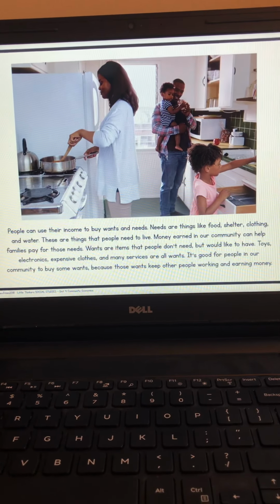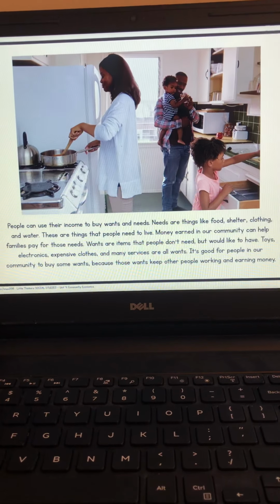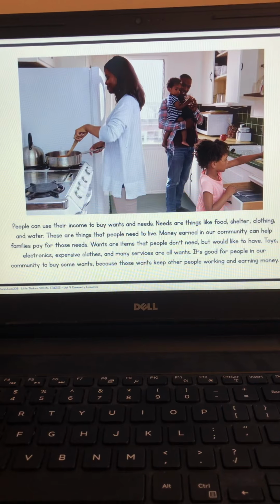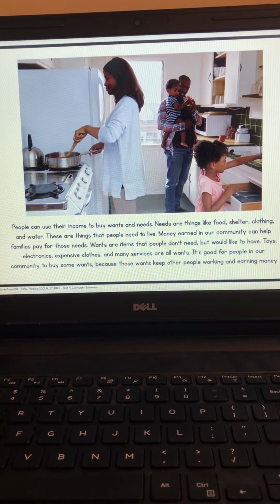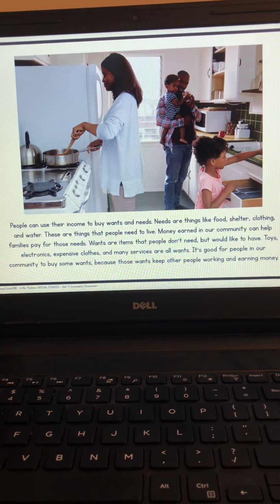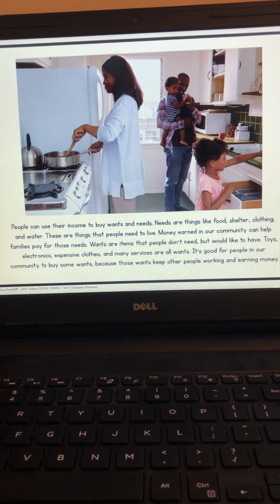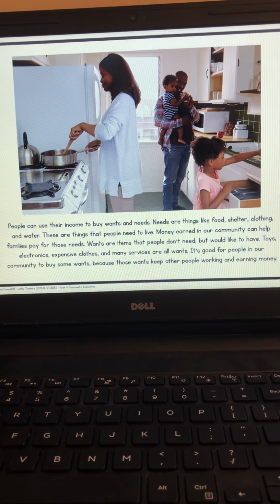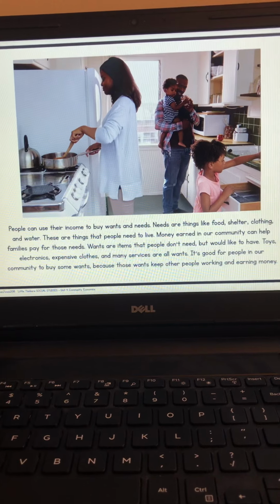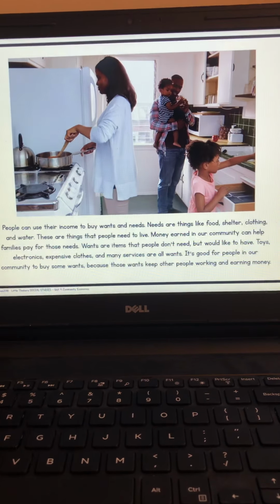People can use their income to buy wants and needs. We talked about wants and needs in a previous lesson. So remember, things like food, shelter, clothes, water, those are things that we need. If we don't have them, we'll die. But there's also things that we want, like toys. We want toys, we want electronics, we want to go to the movies, but we don't need them. We like them, but if we don't have them, we're not going to die.